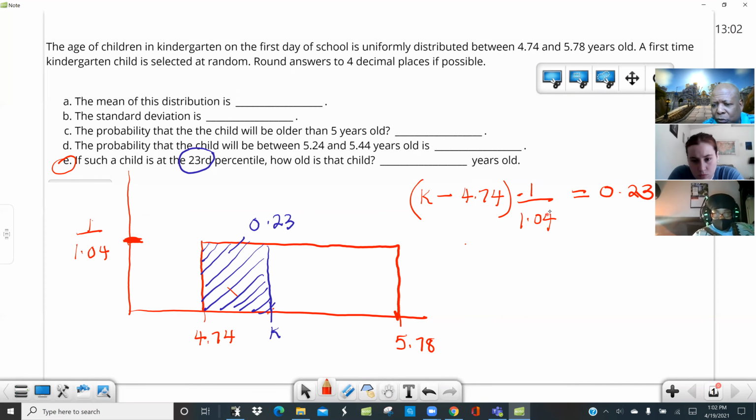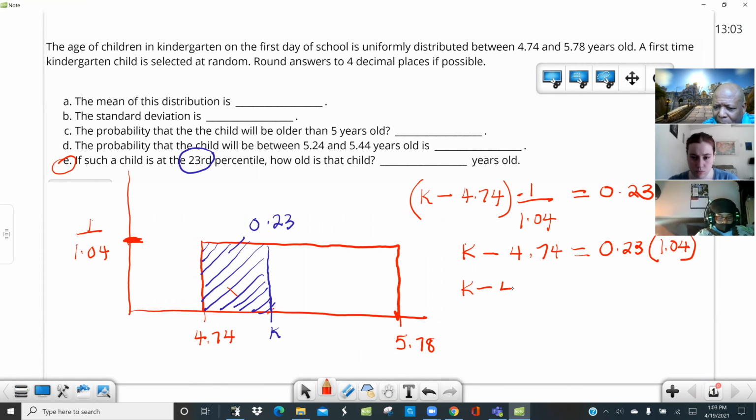Well, this is K minus that. So what I have to do is to multiply both sides by 1.04. So that disappears on the left-hand side. And when I do that, I have K minus 4.74 on the left-hand side to be equal to 0.23 times 1.04. See, when I multiply on the left by 1.04, they disappear. When I multiply on the right, that's what I'm going to have.